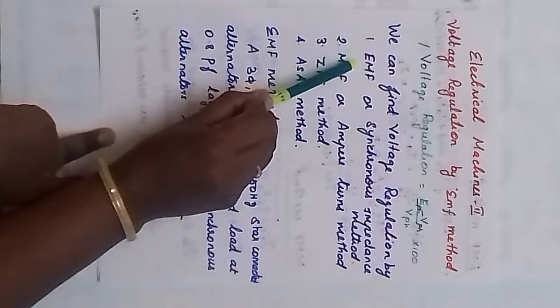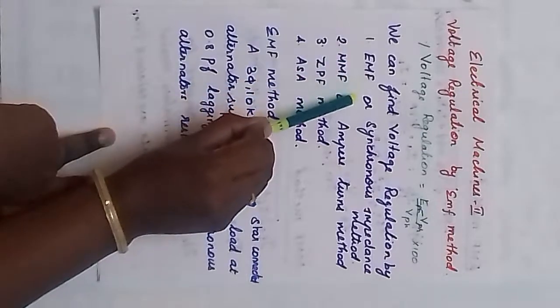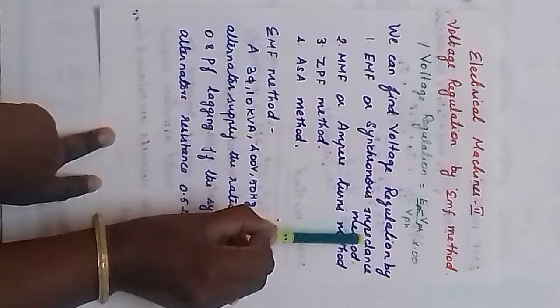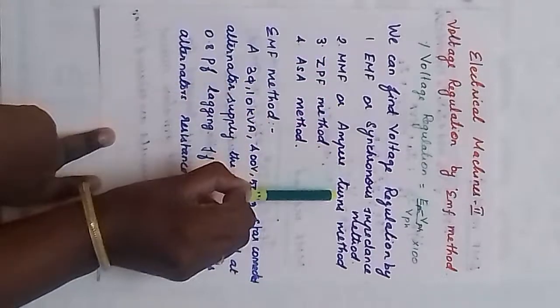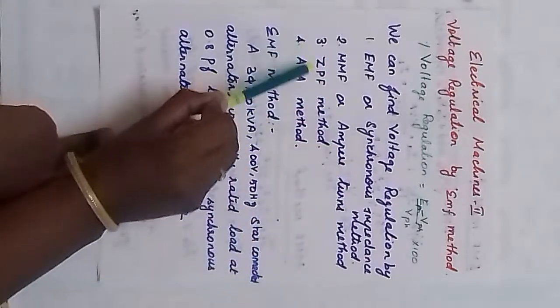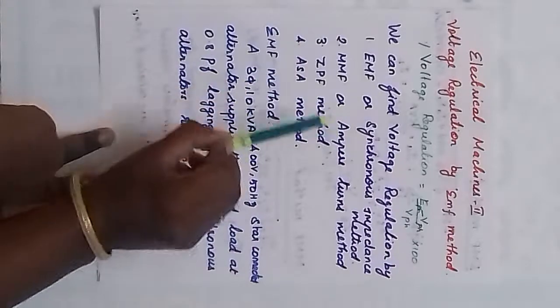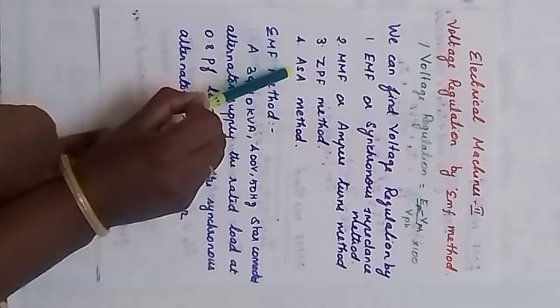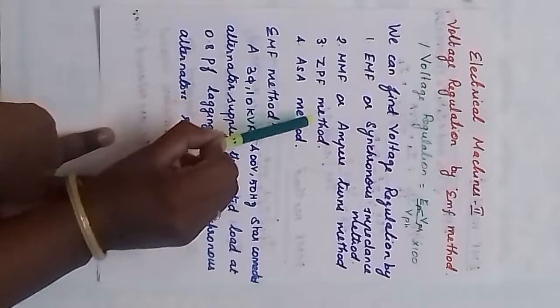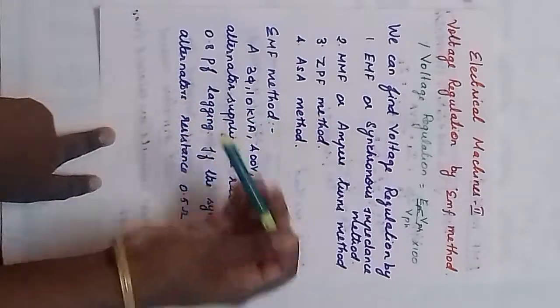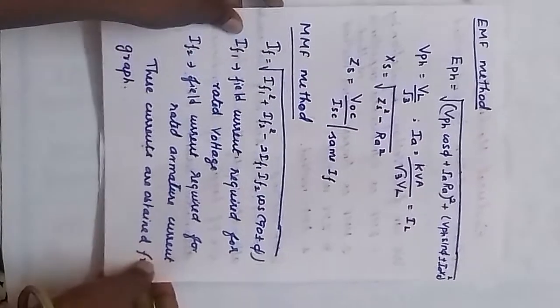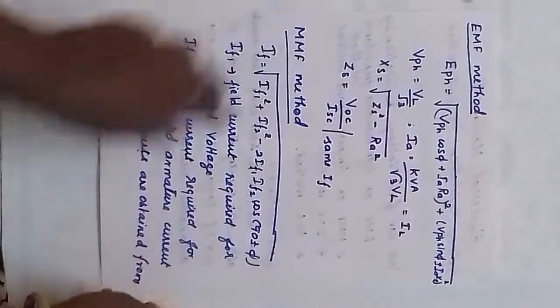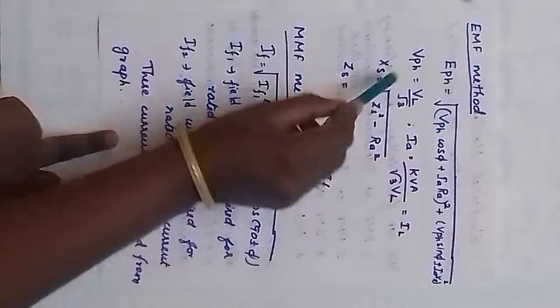First one is the EMF method, or synchronous impedance method. Second one is the MMF or ampere turns method. Third one is the ZPF method. And fourth one is the modified ASA method. So first of all, now we are going to see how we are getting the EMF value by using these methods. So first one is the EMF method.